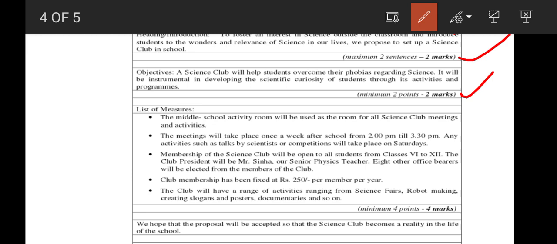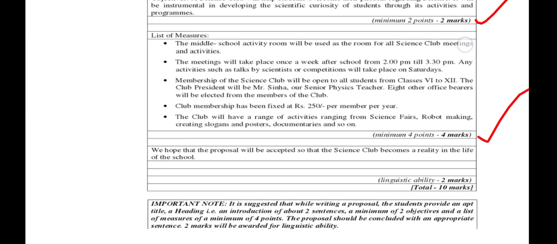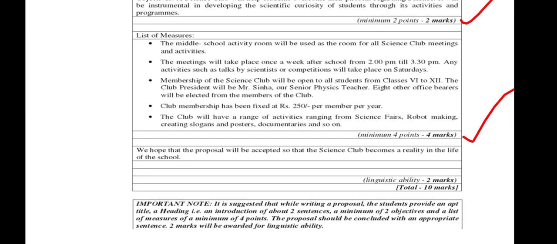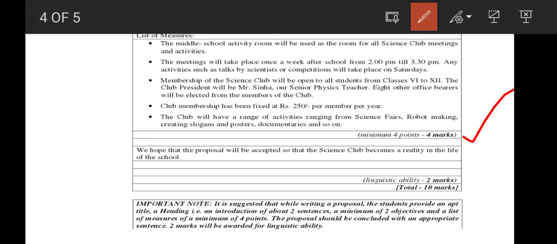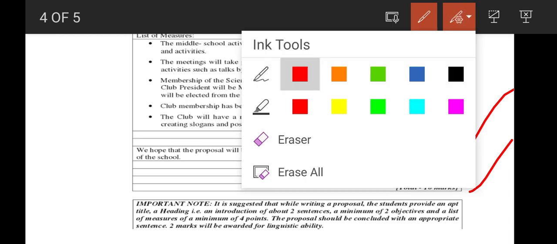Maximum 4 points should be there, which would be your 4 marks. Okay, so the list of measures plays a very important role, so you have to take care over here. Next comes the last line, that is, we hope that the proposal will be accepted so that the science club becomes a reality in the life of the school. It is a linguistic ability of 2 marks, and the total would be 10 marks. I hope this is clear to you.